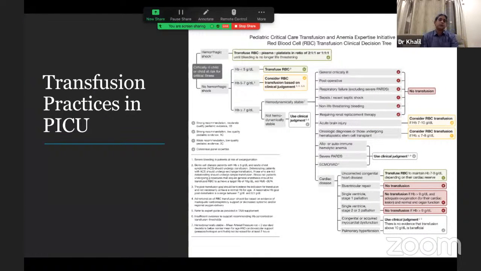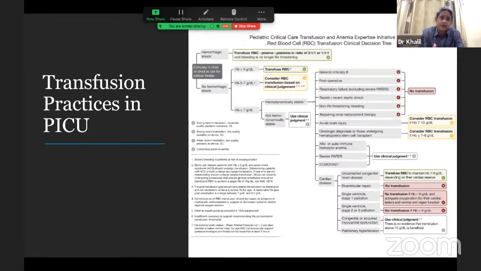Now coming to the transfusion practices in PICU. So we all know that low hemoglobin in children with critical care can lead to decreased oxygen delivery and thereby decreased oxygen consumption. So blood transfusion has its own safety concern, and efforts are needed to ensure appropriate RBC transfusion in decision making. So the Pediatric Critical Care Transfusion and Anemia Expertise Initiative, which is known as TAXI, has given these guidelines.